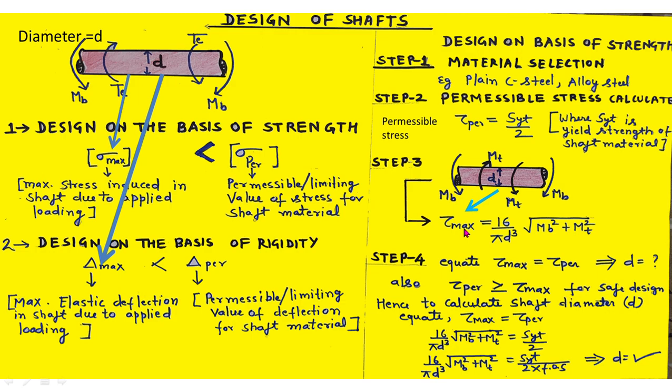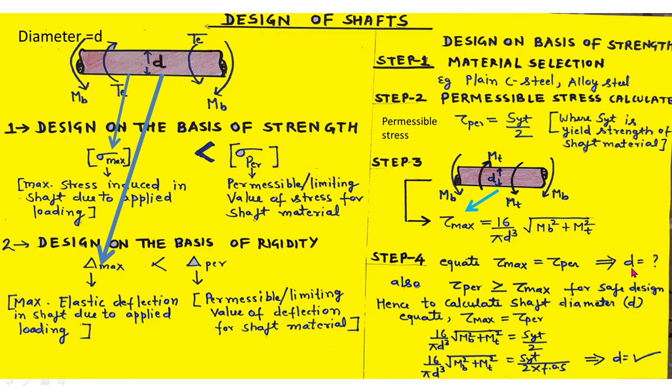Now to design the shaft, what we have to do is equate this maximum shear stress induced in the shaft because of this loading condition, which is given by this formula, to the permissible value of shear stress that we have obtained in step number 2. So when we equate the tau max, that is the maximum value of shear stress induced in the shaft because of the loading condition, to the permissible value of the stress obtained in step number 2, then we can easily get the diameter of the shaft.